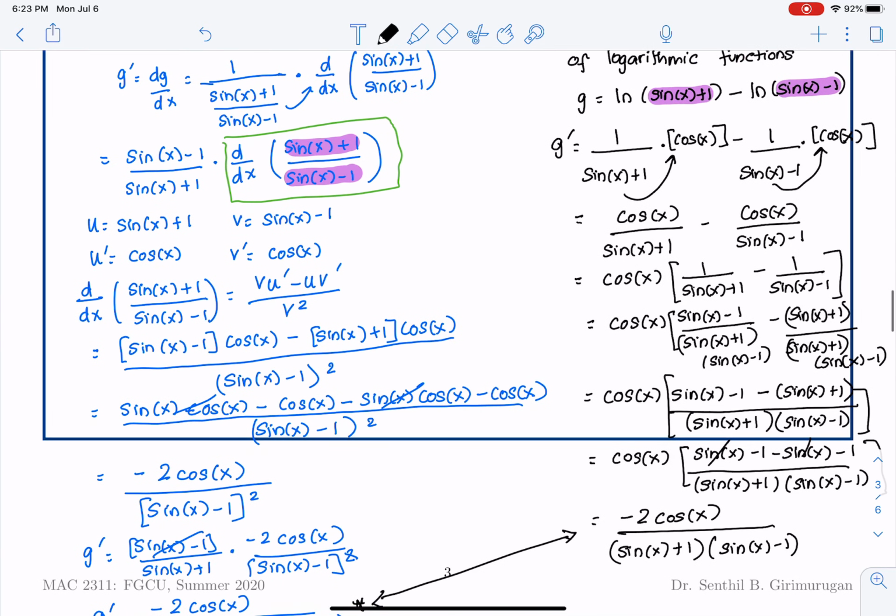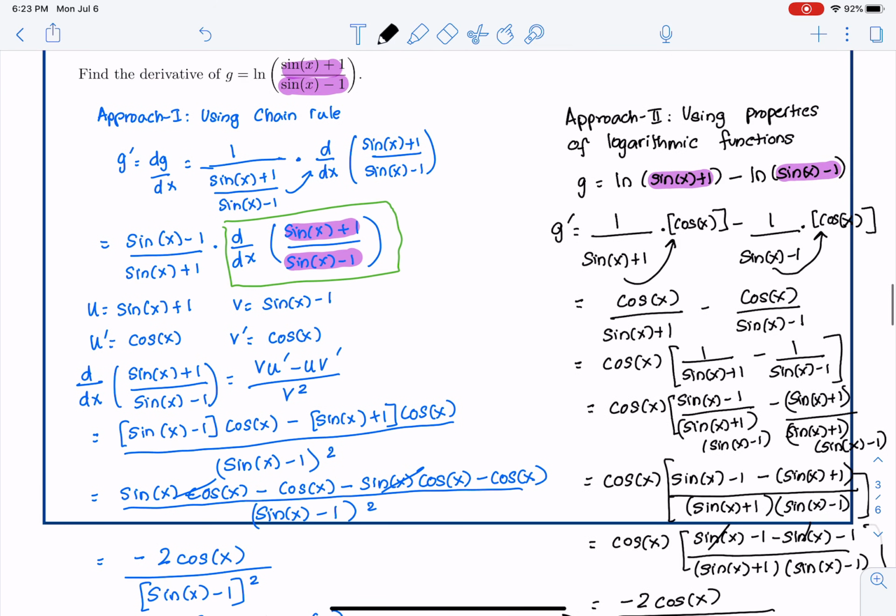Before we move on, again, this is a matter of choice in the previous problem. Some may prefer approach 1, some may prefer approach 2. It is a matter of choice. You pick the one that you are comfortable with. I personally like approach 2. I think approach 2 is easier, and you can implement it properly if you understand the properties of logarithms well.